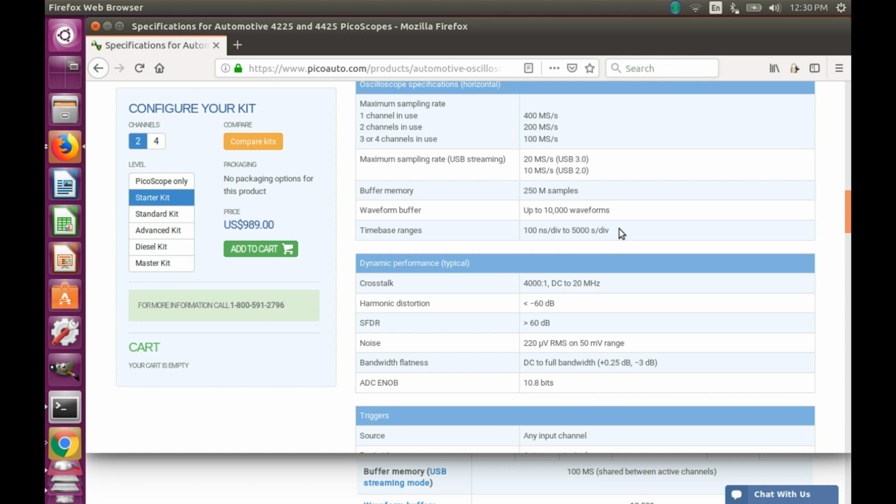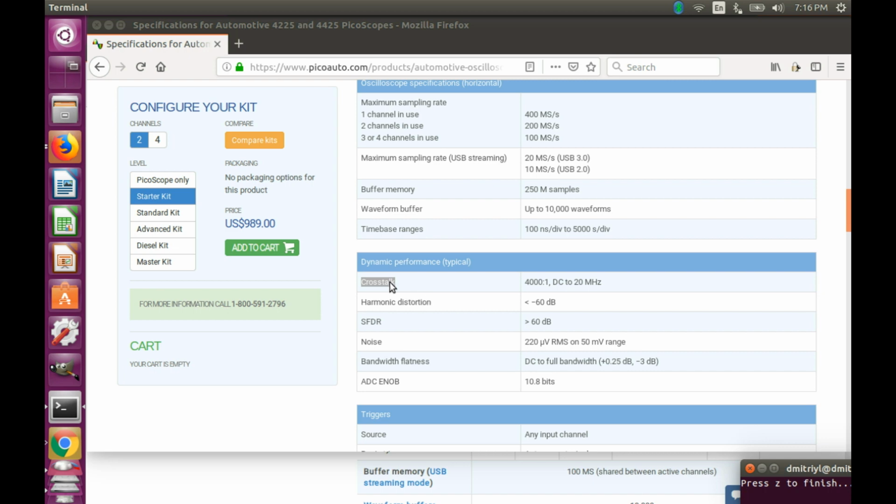But at such time bases, make sure that you have the proper sampling rate set up. So you really want to enable the properties dialog in your Picoscope software and pay attention to the sampling rate that the Picoscope is using.